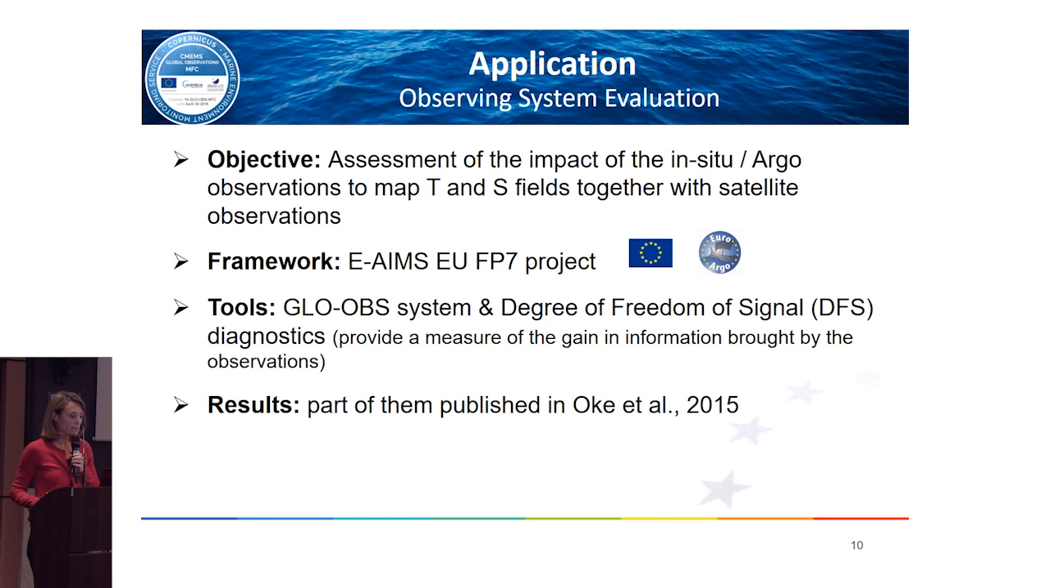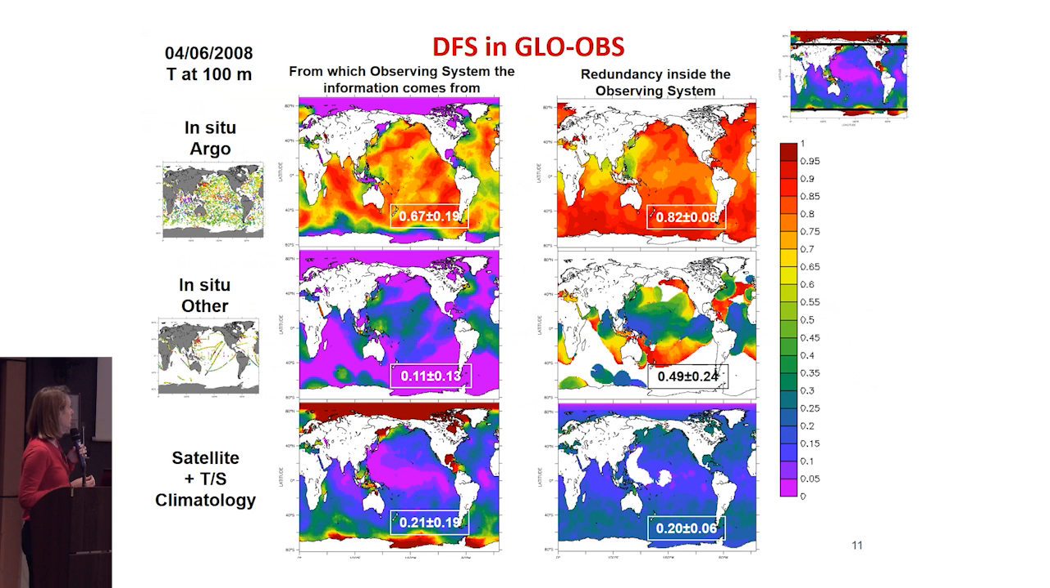So this study has been carried out during the EMS FP7 project. And the tools that have been used are the GlobeUps system and degree of freedom of signal diagnostics that provides a measure of the gain in information brought by the observations. Part of the results have been published in this paper, and I give you just a very quick example. So here you have two metrics.